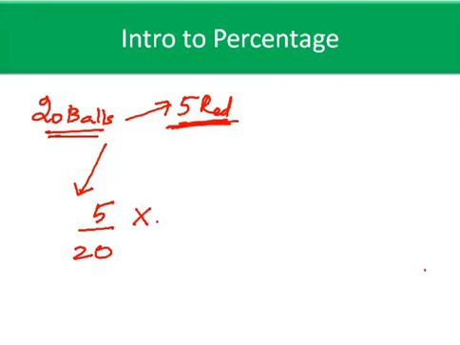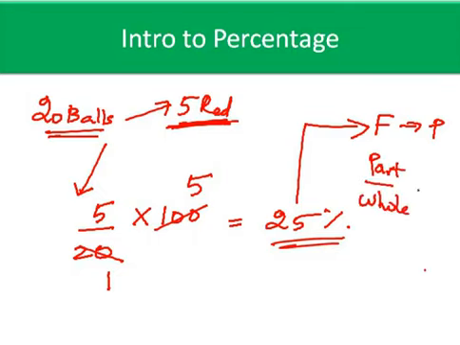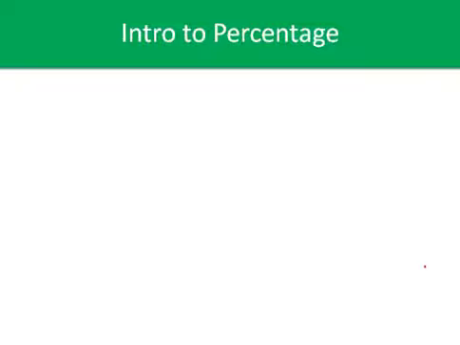Now just times this with 100, and if you simplify, 1 20s are 20, 5 20s are 100. So we'll be having 5 here. So 5 5s are 25%. So among the balls which I've got, 25% of the balls are red ones. So from this example, we can understand that in order to convert a fraction to percentage value, we can use the trick: part upon whole times 100. That's it.